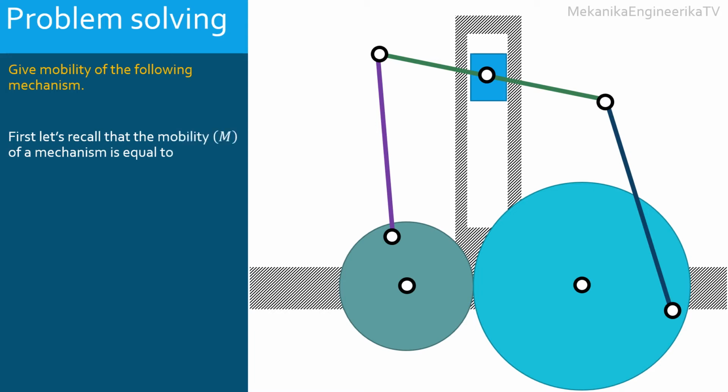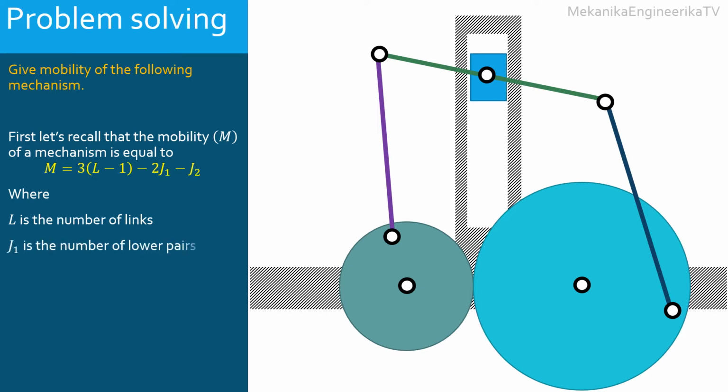First, recall that the mobility, m, of a mechanism is equal to 3 times L decreased by 1, minus twice J1, minus J2, where L is the number of links in the mechanism, the number of mechanical parts in the mechanism. J1 is the number of lower pairs, the number of kinematic pairs that allow, each, 1 degree of freedom. And J2 is the number of higher pairs, the number of kinematic pairs that allow 2 degrees of freedom, each pair.